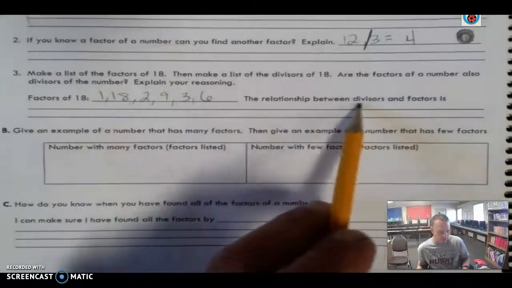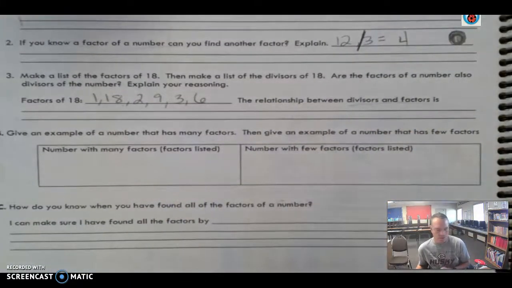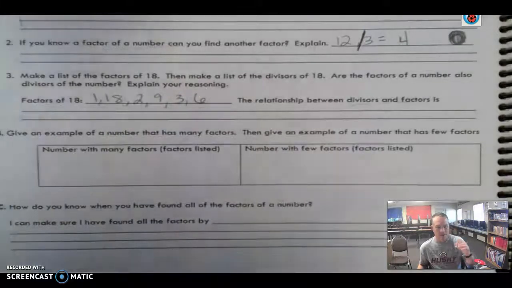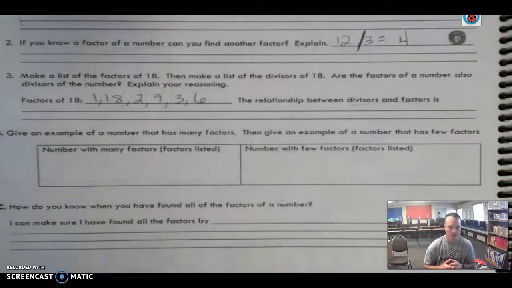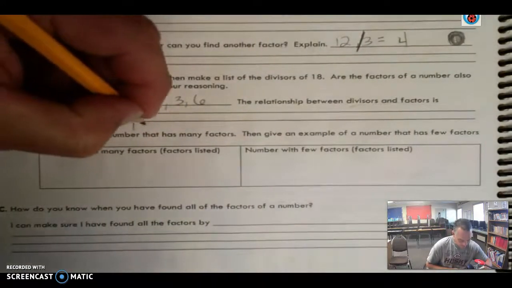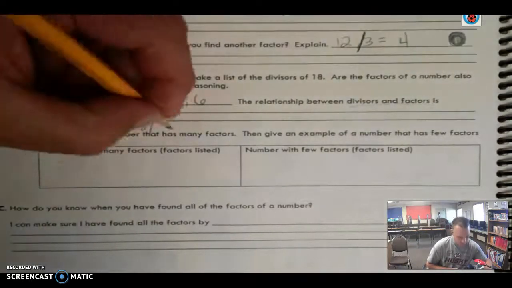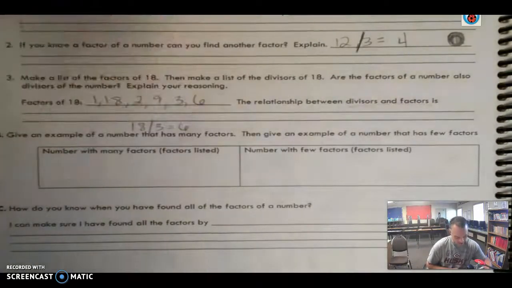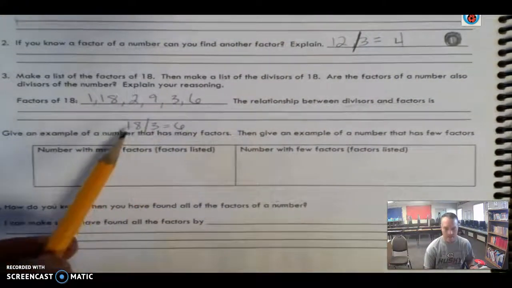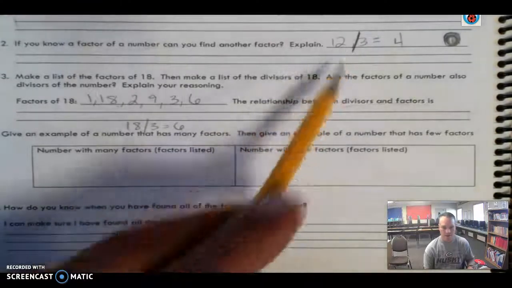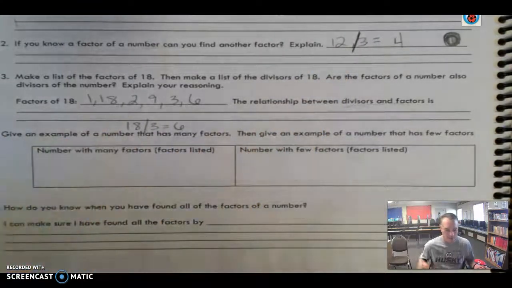The relationship between divisors and factors is, well, they're pretty much the same. A divisor is a factor, and a factor is a divisor. The factors break down the number 18 evenly, and divisors also break it down evenly. So you could say 18 divided by 3 equals 6. Well, that divisor works out, right? That 3 gives me this. Again, this is the fact family we just talked about up here with the 12s, and you're able to figure that out. So that's great.